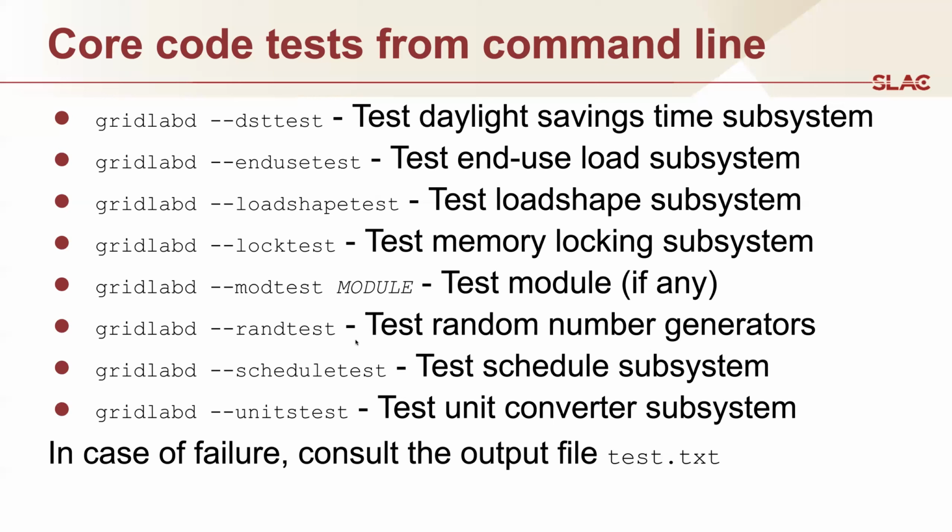The random number generator test just verifies that the random number generators exhibit the right aggregate properties when you generate a large number. Does it generate the correct mean, the correct variance, and so on. The schedule test verifies the schedule subsystem, very much like the end use and load shape tests. And then finally, the units test verifies the internal unit converter and makes sure that it does all the unit conversions as expected. If any of these tests fail, it outputs a test file, test.txt, which you can look at.